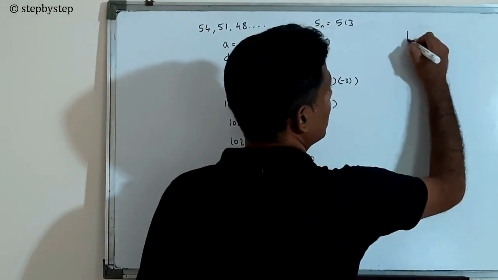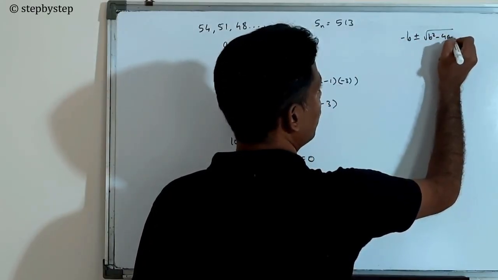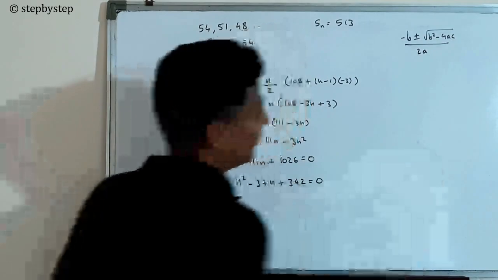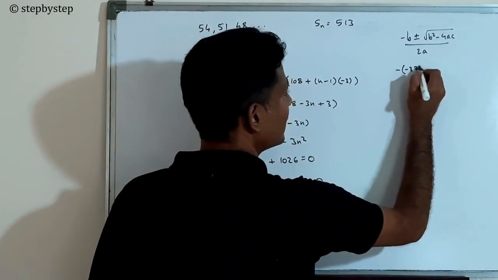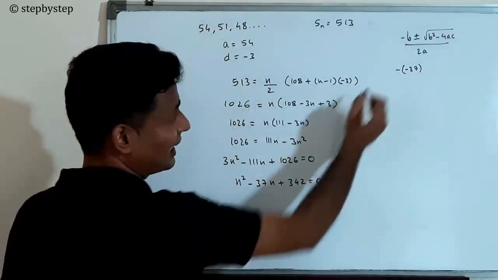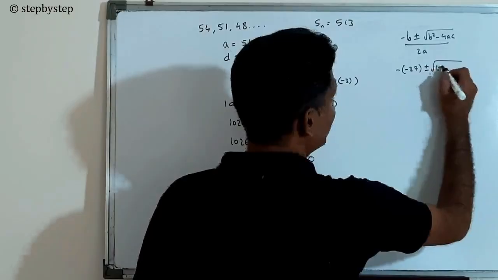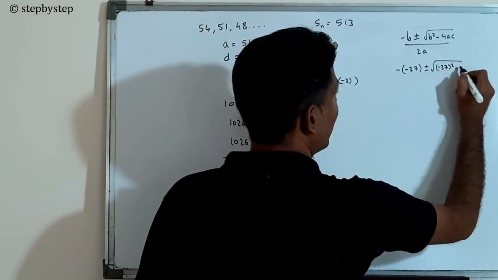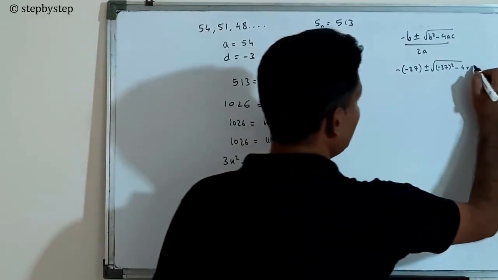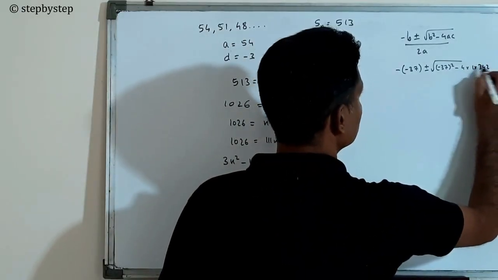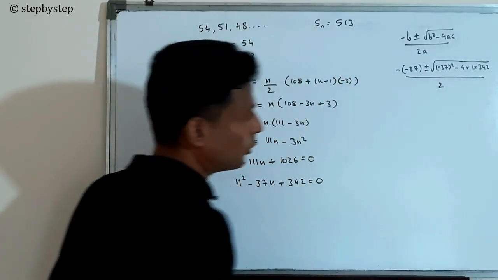So what is it? Minus b plus or minus root b square minus 4ac by 2a. Now b is minus 37, so it becomes minus of minus 37. Please remember to take the signs, alright. Plus or minus root of minus 37 square minus 4 into a is 1 and c is 342, right. By 2a, a is 1, so it will be by 2.